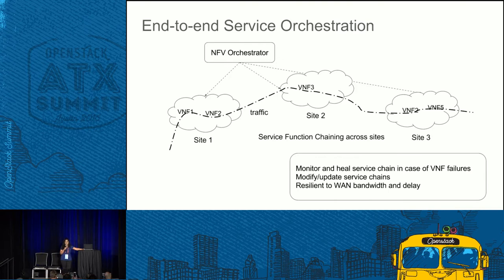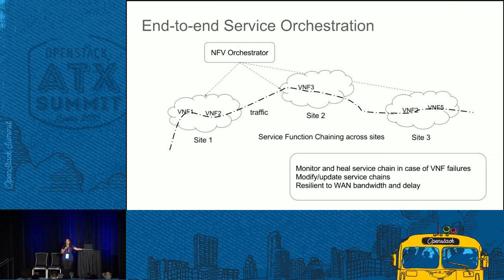Now, this service function chaining needs to be done for both east-west traffic across data centers and also for the customer-facing traffic, which is the north-south traffic. In order for us to handle this kind of requirement, the challenge does not end there. Once we deploy the service function chain, we need to monitor or heal the service chain. In case of VNF failures, when the VNF goes down, we need to be able to update the service function chain to move the VNF to a different data center.